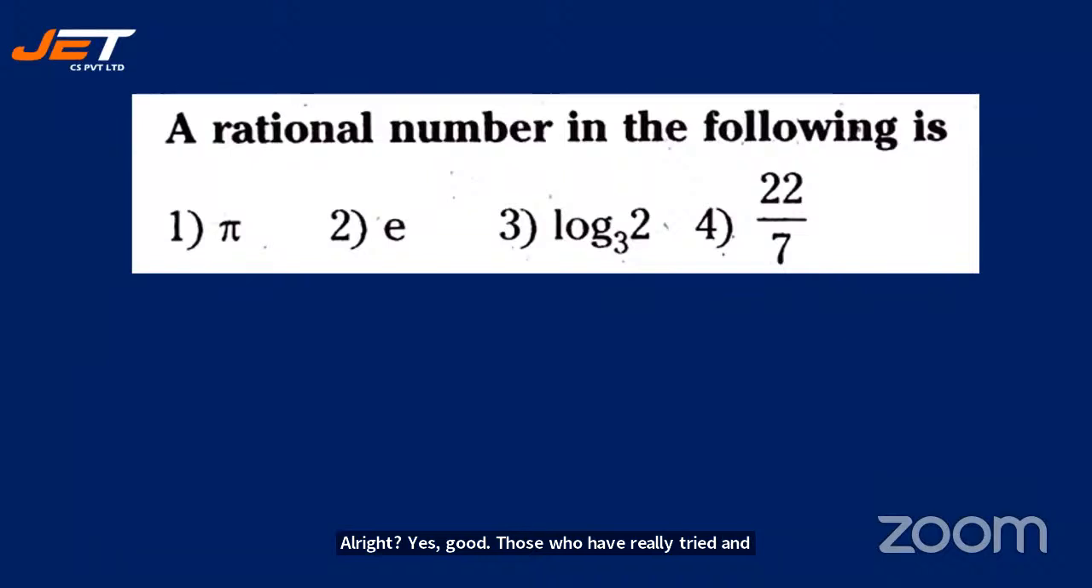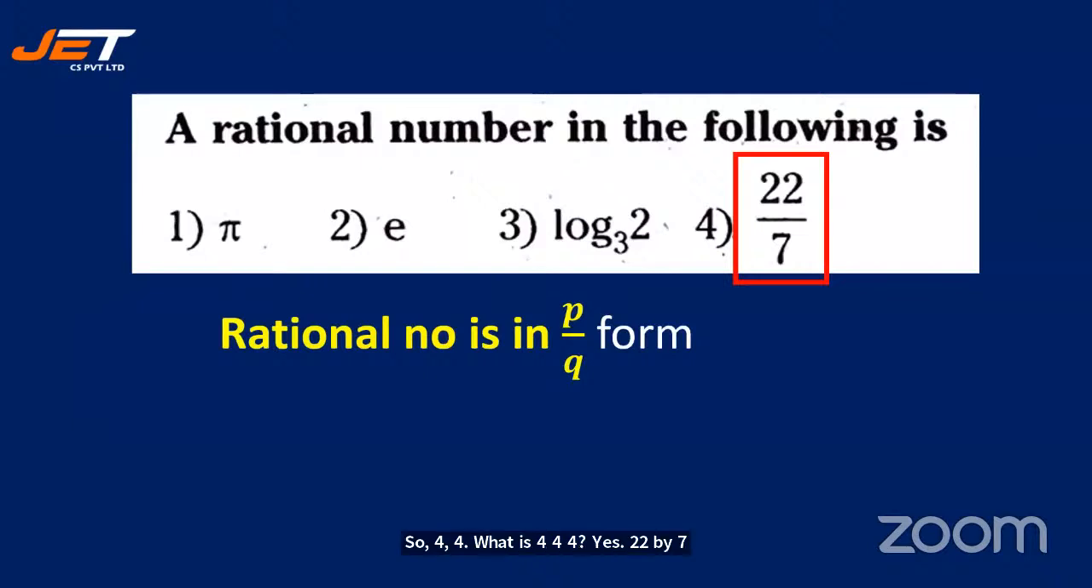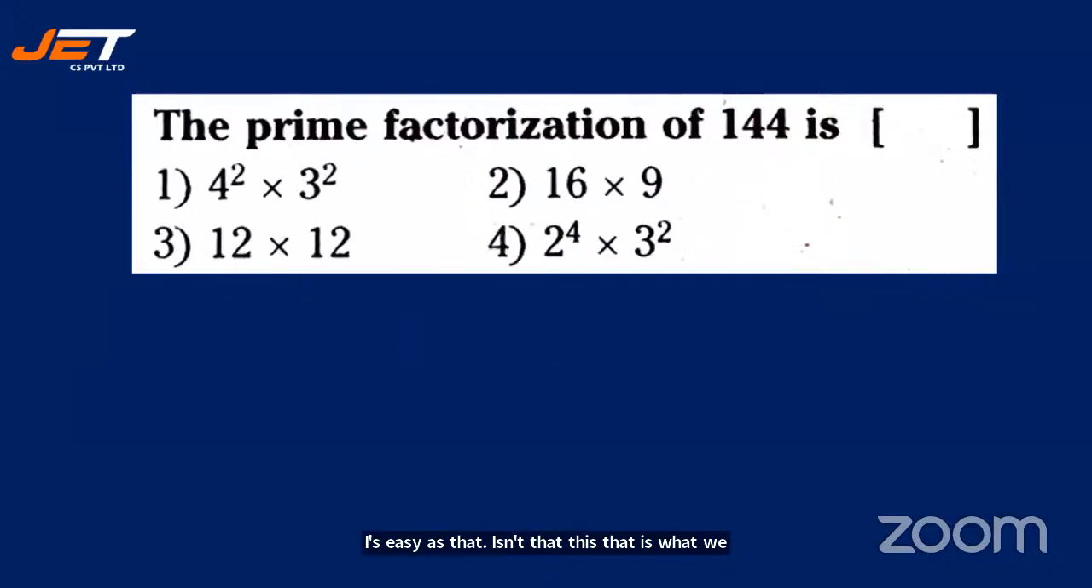See the next question. A rational number in the following is dash. Is it pi? Is it e? Or is it log 2 base 3? Or is it 22 by 7? Yes. Give me your answers very quickly. Yes, many say 4. What is 4? Yes, 22 by 7. Because a rational number should always be in P by Q form. As easy as that, isn't it? That is what we initially started with while doing this chapter. Yes, let's move on to the next question.